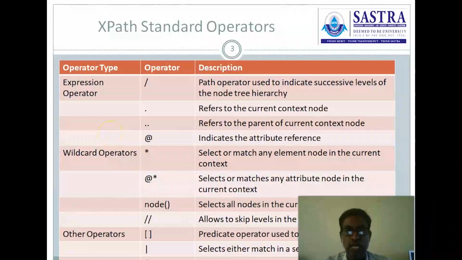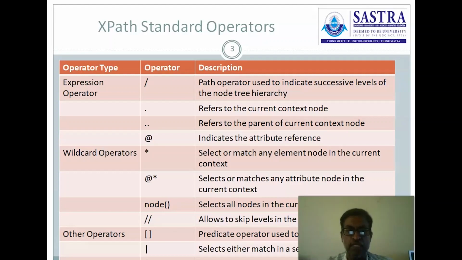First we will see the standard operators. The first set is slash, dot, double dot, and at. These operators grouped together are called expression operators. Slash is a path operator used to indicate successive levels of the node tree hierarchy.